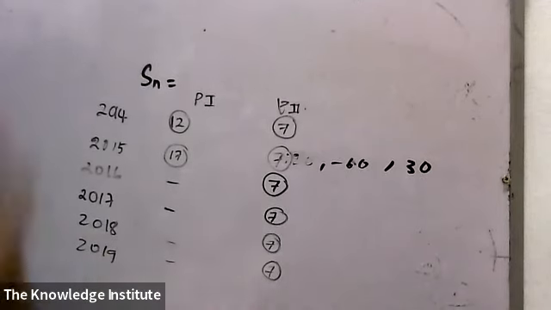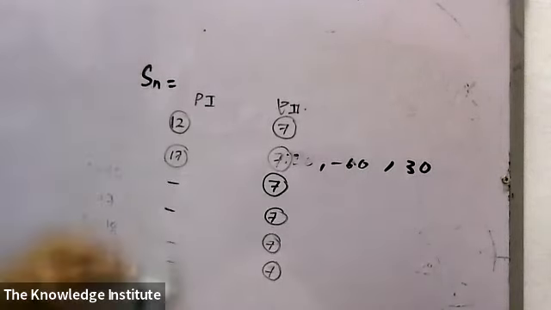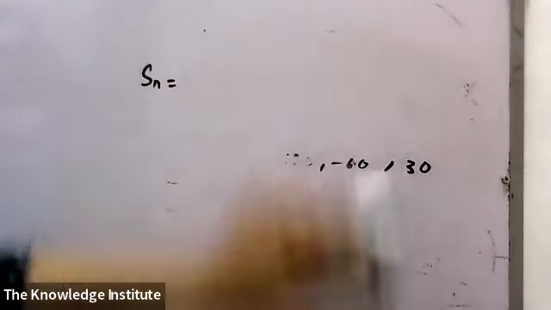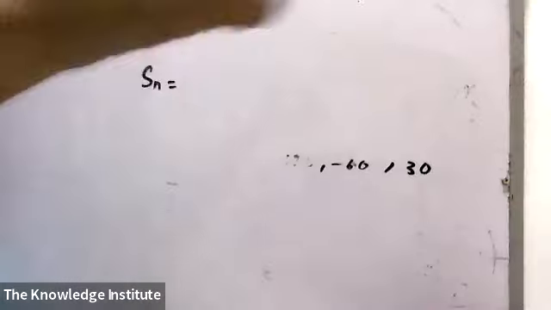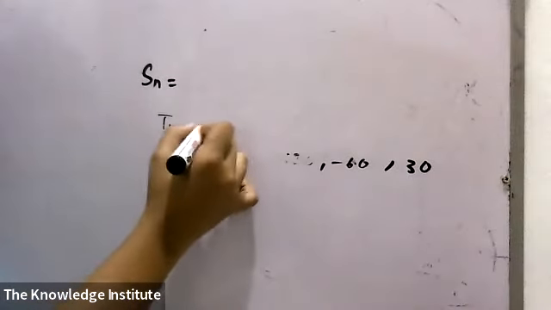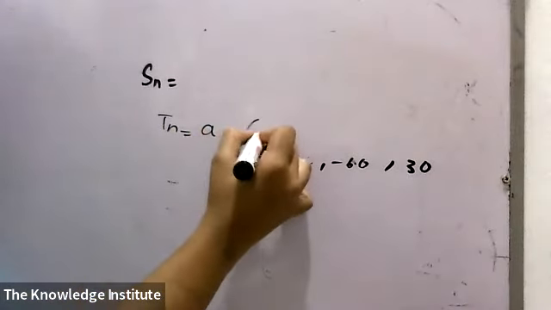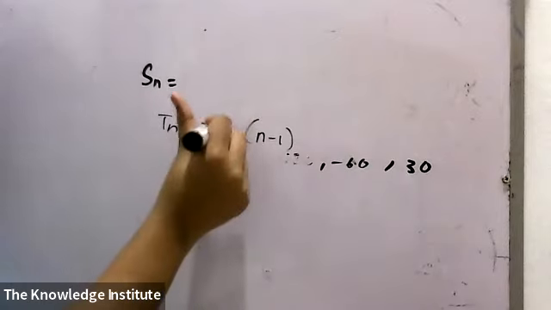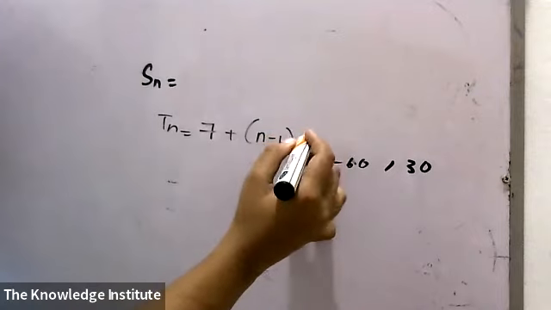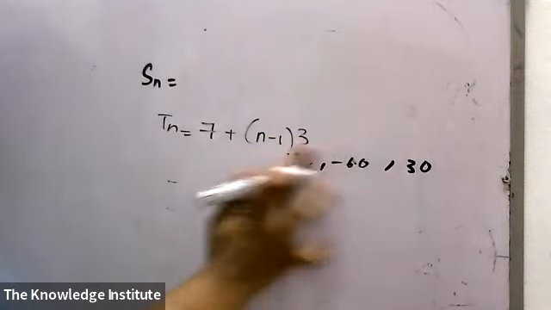Now they haven't given, right? Those type of questions, did they tell you what term you have to find? No, instead they are telling you to find the nth term. Tn is equal to A plus (n minus 1) d. What is the A value here? They have already given in the question as 7, and the common difference is 3.